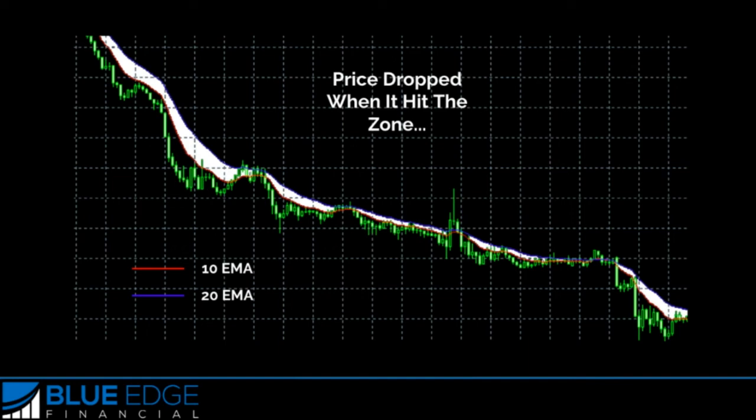So now you can go into your charts, you can plot these, you can figure out which moving average you like and get a feel for simple moving average versus exponential moving average, and figure out how you can implement this into your trading strategy as well.